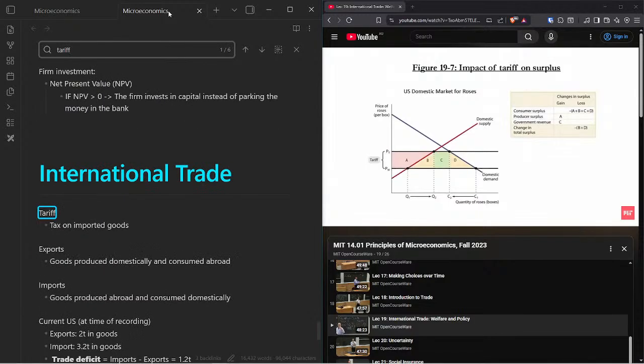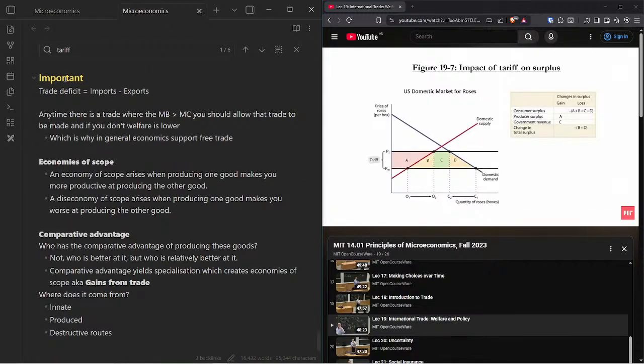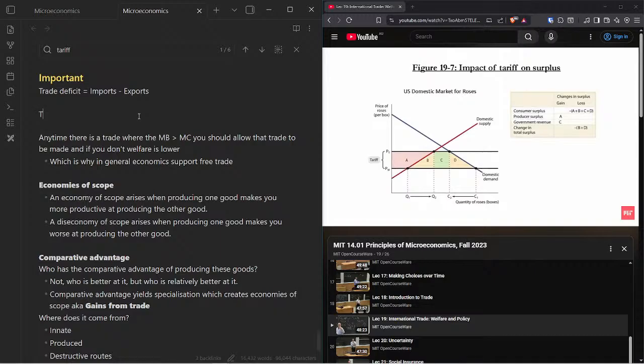We've already covered tariffs a little bit. Tax on imported goods. I should put that here.